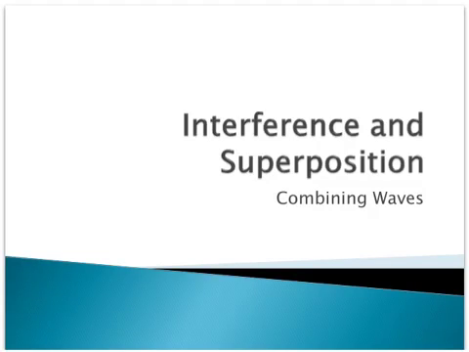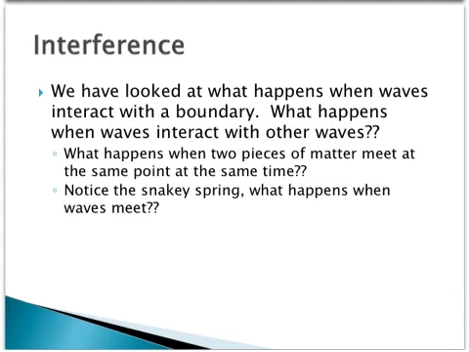This lesson will focus on the interference of waves and the superposition principle. Up to this point we've looked at what happens when a wave interacts with a boundary, that is, a fixed end or a free end. Think of a wave as energy. When a wave interacts with a boundary, some of the energy is reflected off that boundary and some of it is transmitted into the new medium.